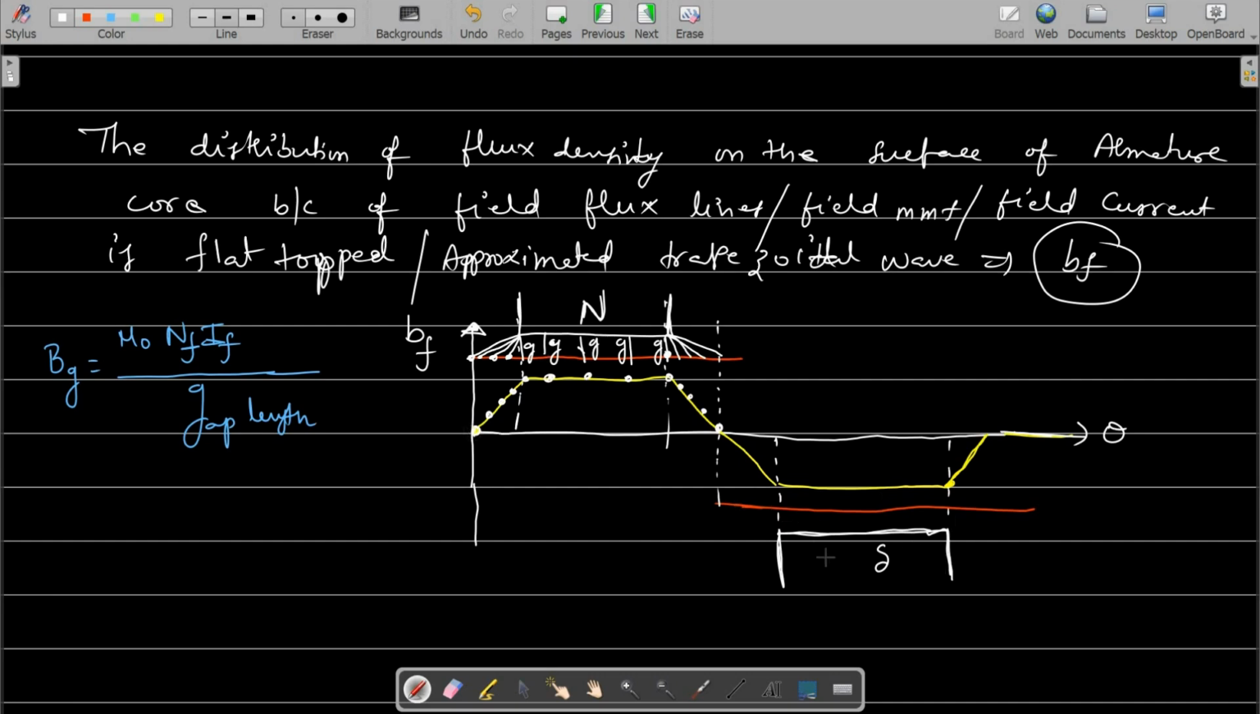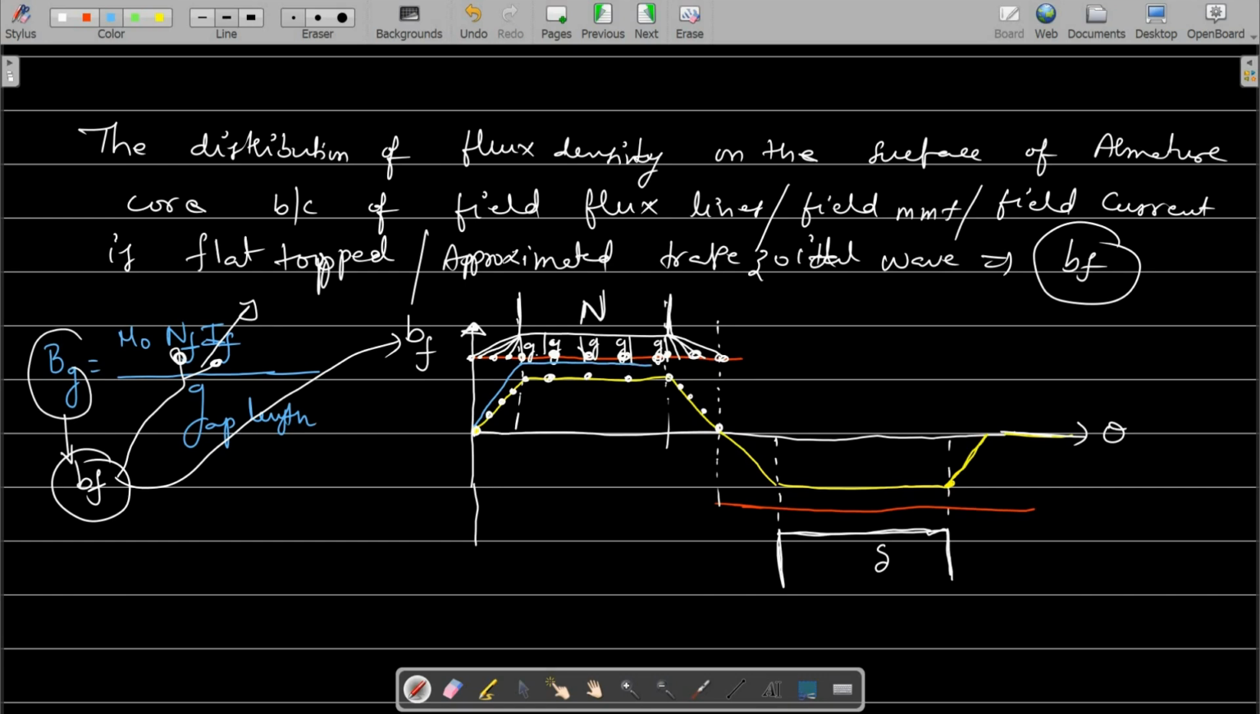In the similar way, you can check for the south pole also. Under the south pole, we are taking it as negative because the flux line direction changes. And also you can see that this Bg is nothing but the BF waveform only. Everywhere that BF is considered on the surface of the armature, and this BF is a function of the field turns and also a function of the field current. So if the field current is increased, then the magnitude of the current is increased, and you will get this trapezoidal waveform shifted upwards, like this.